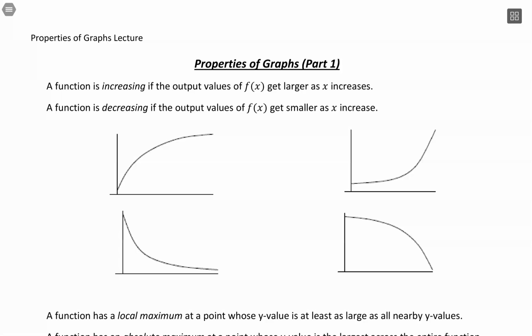Are the y values getting bigger or smaller? In this first example, as we walk to the right-hand side, our outputs are getting larger and larger and larger. So that suggests that this is increasing. With this next one, as we're walking along to the right, the y values are getting larger and larger and larger, and that would also be increasing.